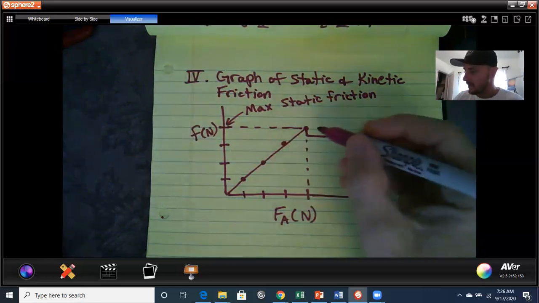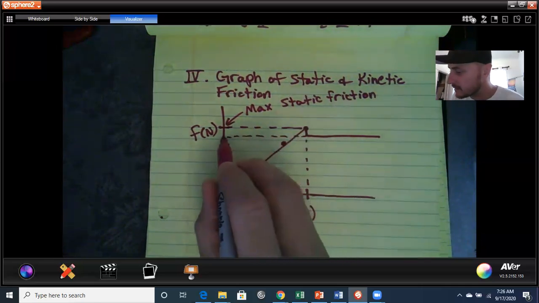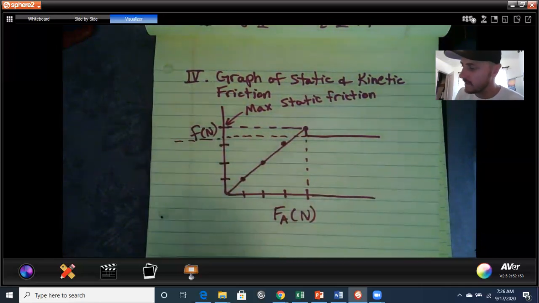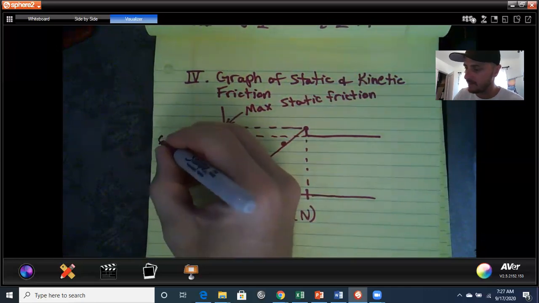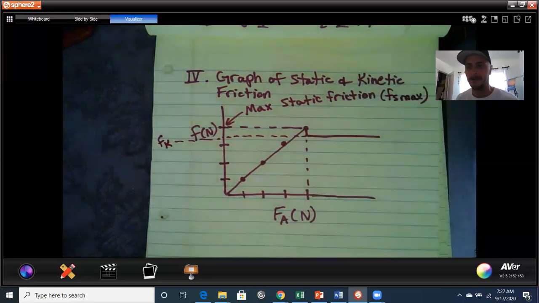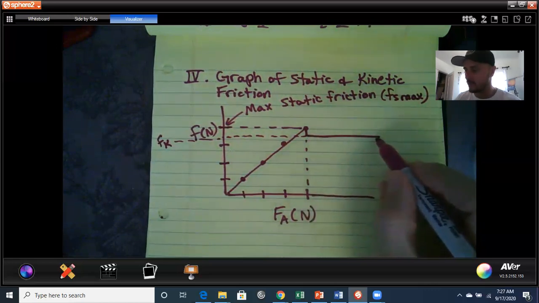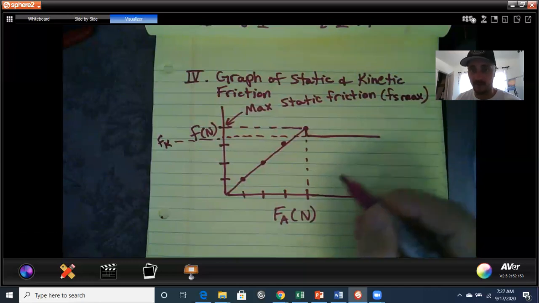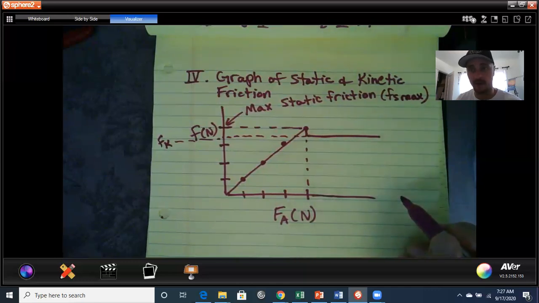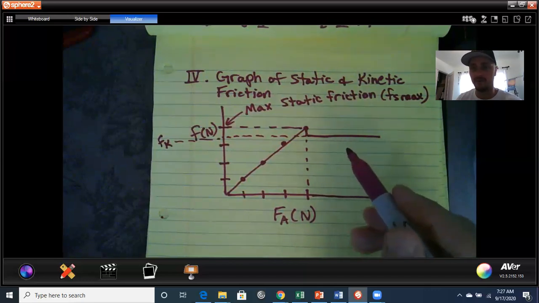So let's put in that this is, and I'm gonna keep going back this way just so you can see, this is my FK value, and this was my FS max value. Right there and right there. And I want to show you that this is agreeing with what we wrote. Kinetic friction is a constant value regardless of how much more force we apply or how little we decide to apply. That will always be the same amount.